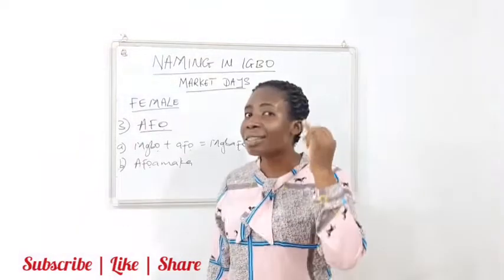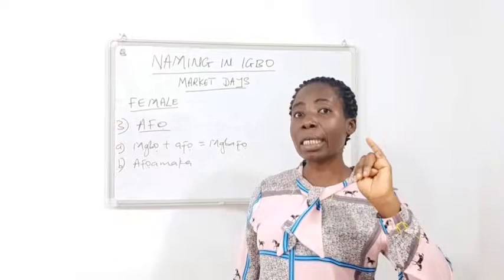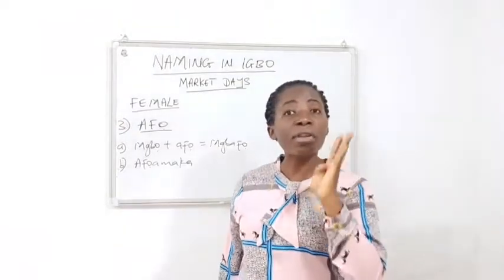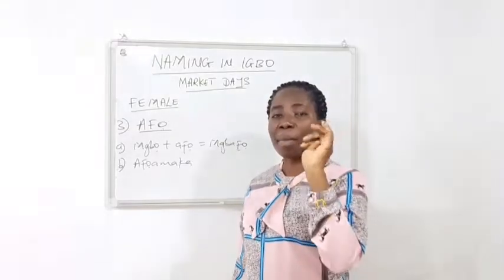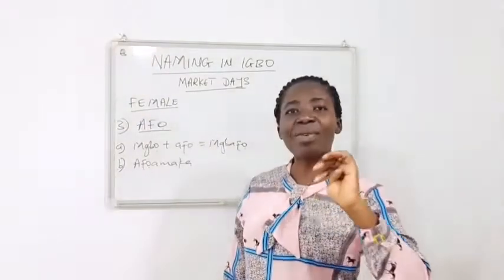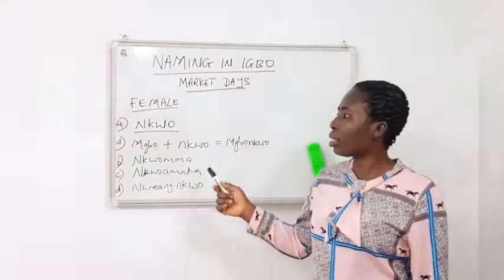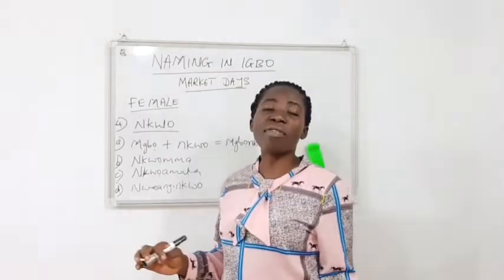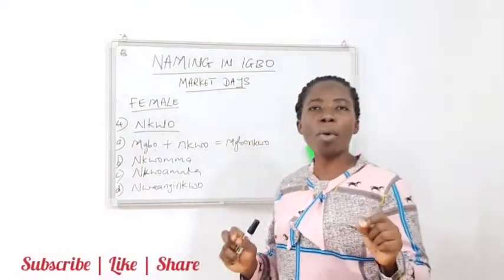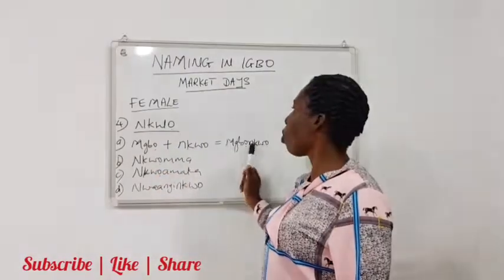Then let's go to the last market day, Nkwo, the fourth market day in Igbo land. For Nkwo, remember we're talking about the female names now. These are the names we have for a female child born on Nkwo market day. Number 1, Mbo plus Nkwo.